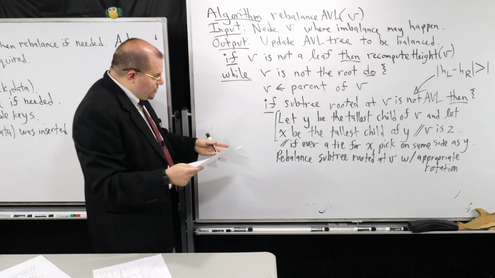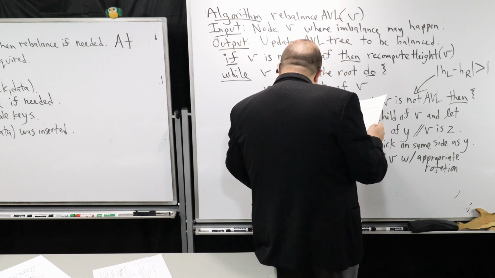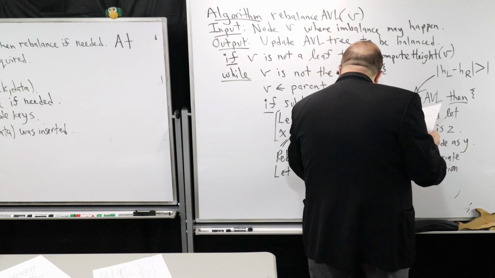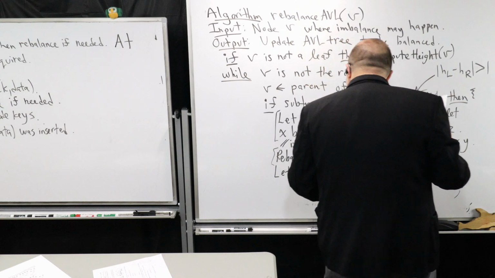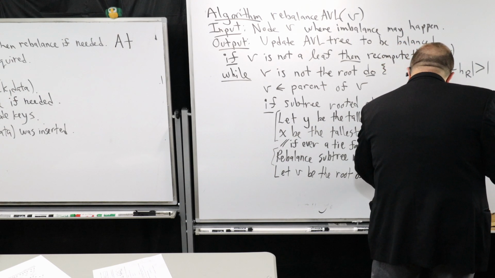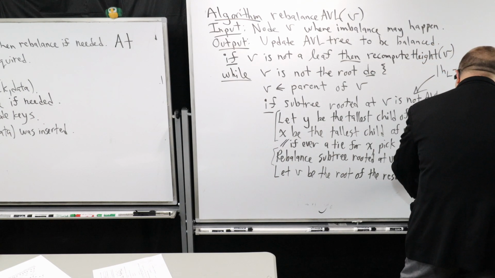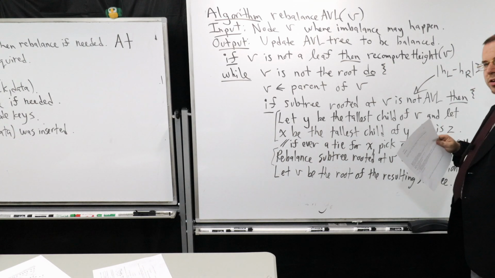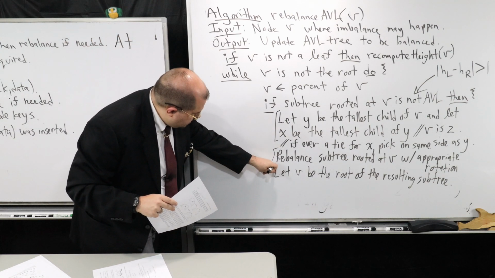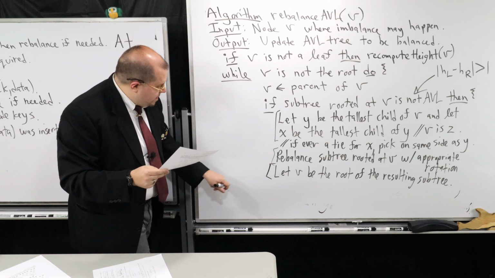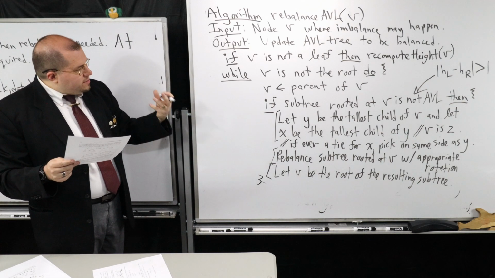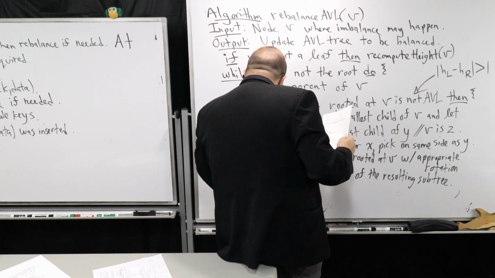And then, after you're done this step, you're going to let V be the root of the resulting subtree. As I suggested earlier, if you make your rotate operation actually return the node that is the root of the subtree, you have access to that directly. So that ends the if statement. So this will do the correction. Then, once I've done this, I'm going to recompute the height at that given node.